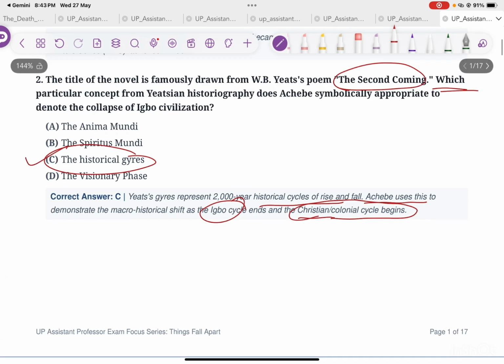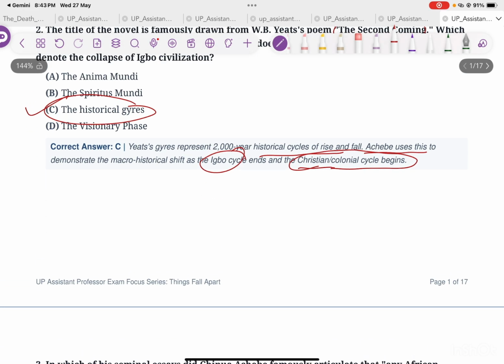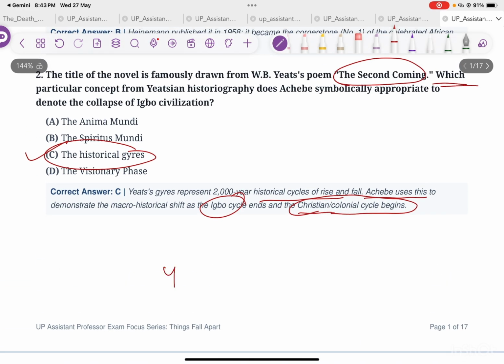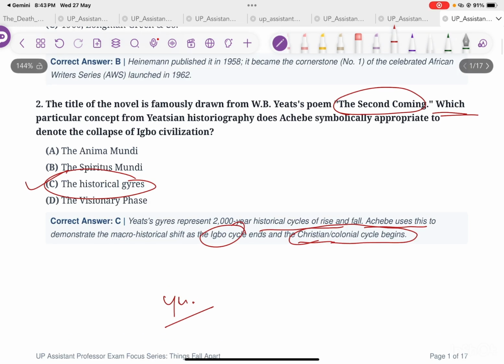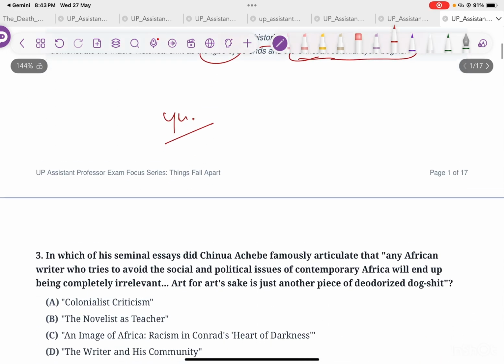So he is using it as, like in the poem, like Yeats uses the resurrection of Christ, and when evil is loomed over the world, there is a resurrection of Christ. So, and here also things are falling apart. The Igbo cycle is ending, and the Christian cycle is beginning. The colonial cycle is beginning.